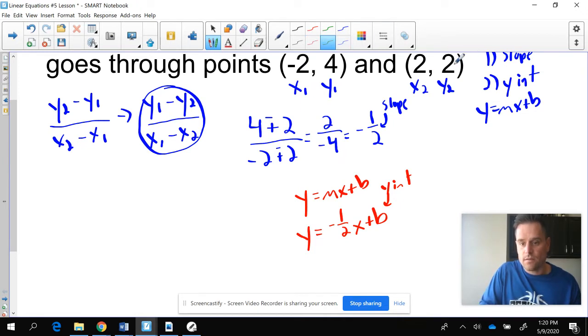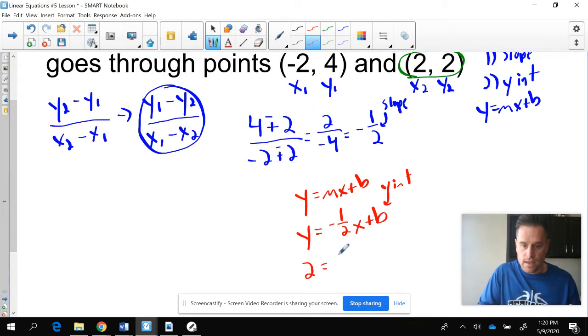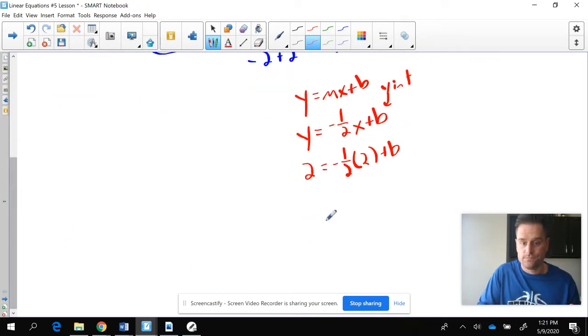I'm going to use this one because I think it's easier. 2 and 2, pretty simple. So let's plug it in. y is 2. Let me just double check. Yeah, y is 2. And we're going to plug in -1/2. x is 2. And we don't know our y-intercept. We're solving for our y-intercept. -1/2 times 2. Half of 2 is 1. That's a -1 plus b. And then we're just going to add 1 on both sides.